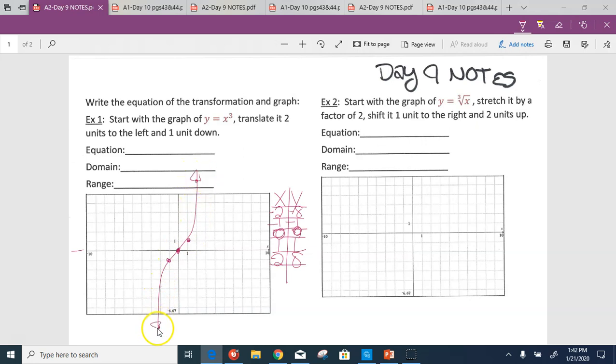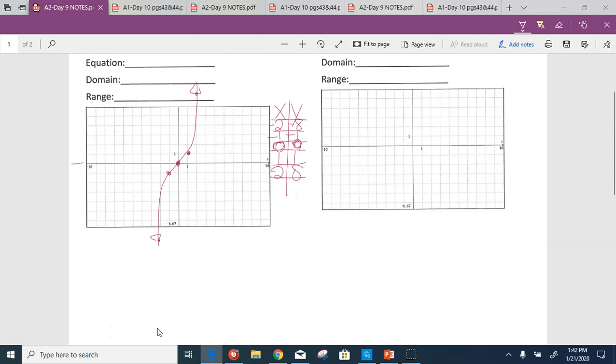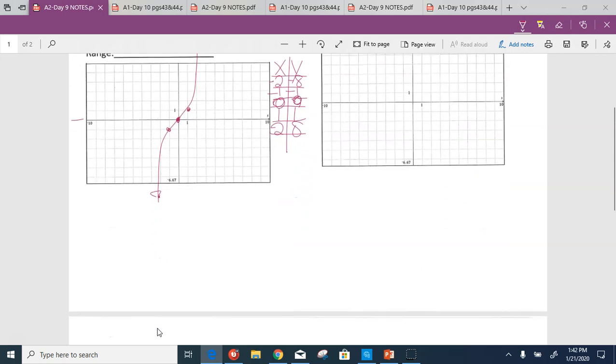Now we need to work on making a translation. It wants to translate it 2 units to the left and 1 unit down, and then write the equation. So what we're going to do first is quickly review how we can manipulate this equation. Now, I'm going to write down a couple of things that we can do to this basic equation. First of all, the a number.